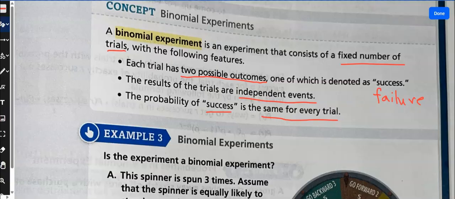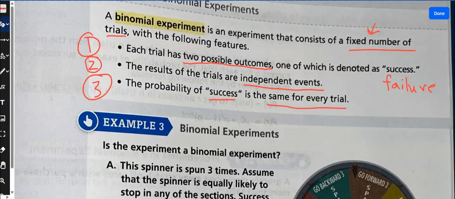So if you were talking about pulling marbles or pulling buttons out of a box, you have to be putting it back every time. There's no binomial experiment if the probability keeps changing. That's just not possible. So, a binomial experiment has a fixed number of trials, and these three stipulations have to be true. It's very, very important that you have a fixed number of trials.